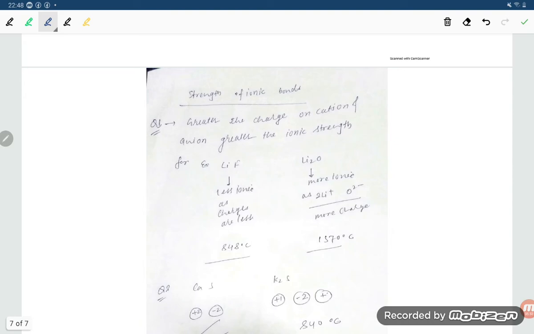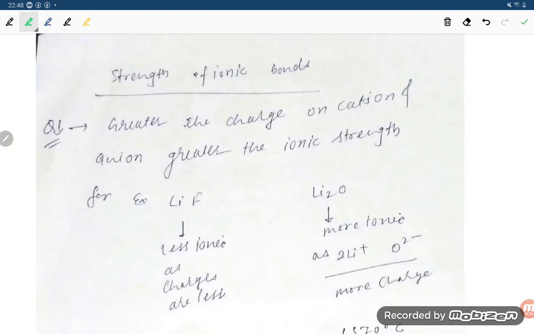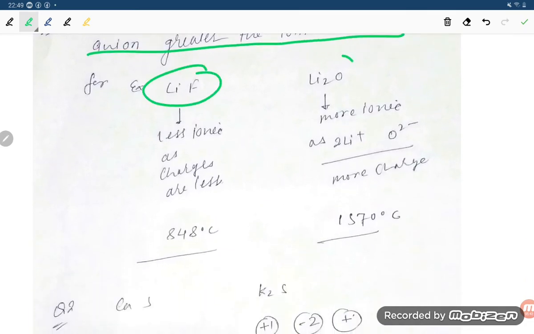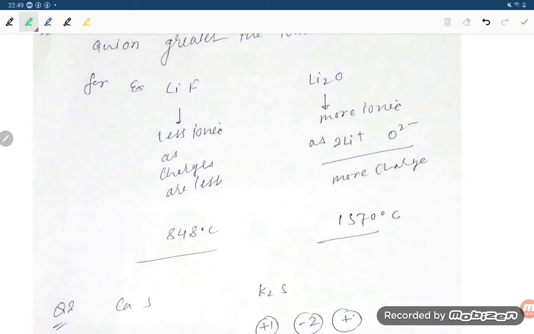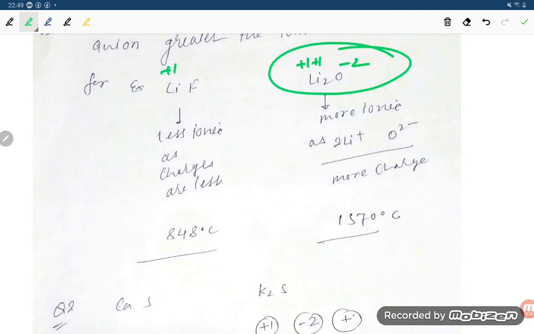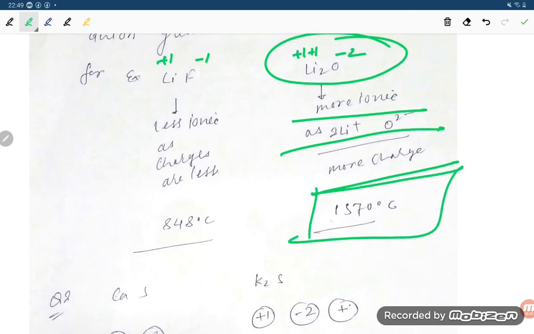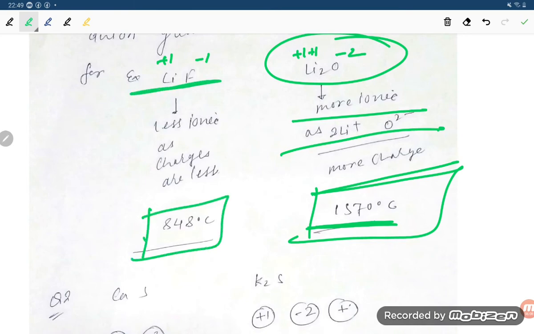One more parameter is also there. Greater the charge on cation and anion, greater is the ionic strength, like LiF and Li2O. Here we have -2 and +1, +1, so more charge is there, while here it is +1 and -1. More charge means more ionic character and more attraction force. Here you can see the melting points, 1570 and 848. Why? Because the charges are less, so attraction will be less.